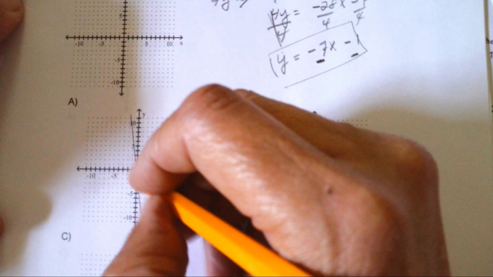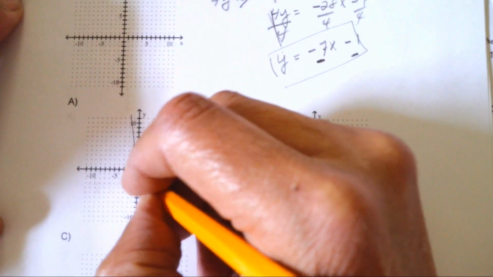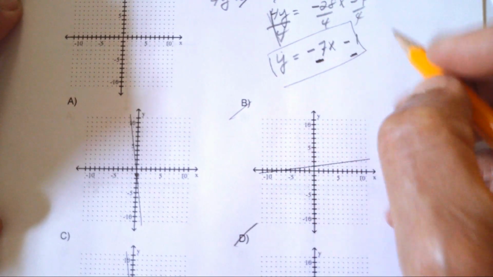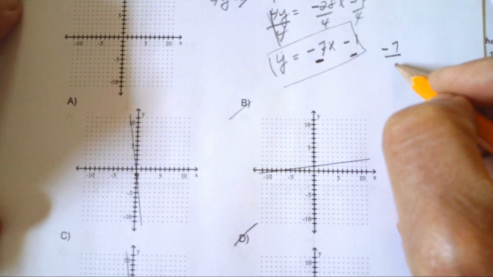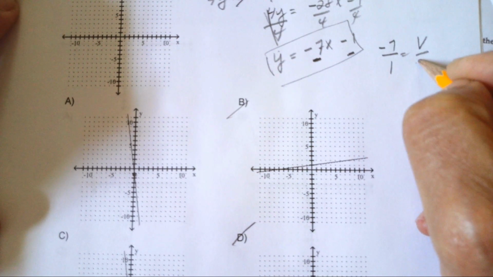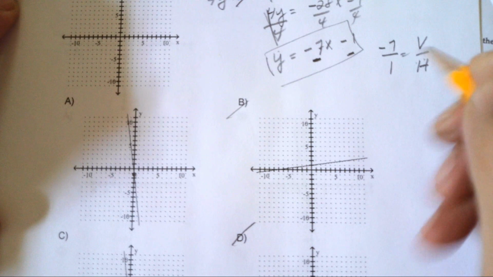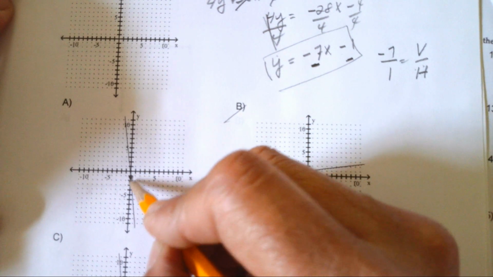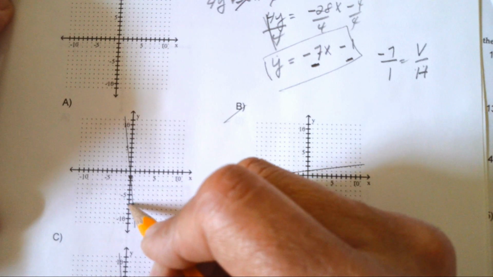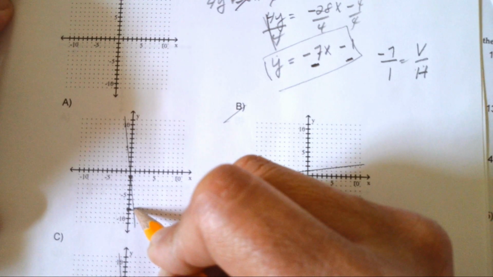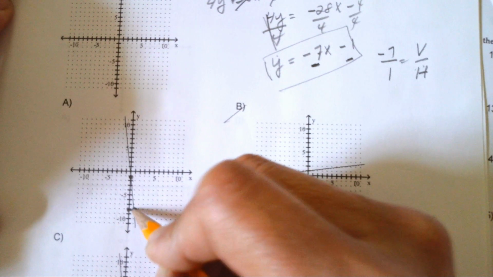Now, I'll tell you why it's letter A. From (0, -1), which is right here, my slope is negative 7. I'm going to call that negative 7 over 1. So this is my vertical change, and this is my horizontal change. From that point, I want a vertical change of negative 7: 1, 2, 3, 4, 5, 6, 7. And I want a horizontal change of 1. You can see I'm right there.